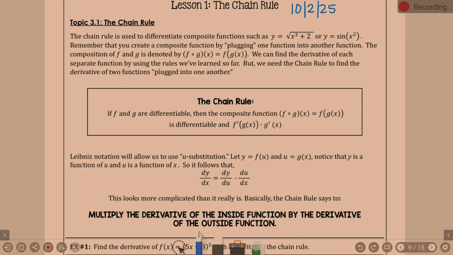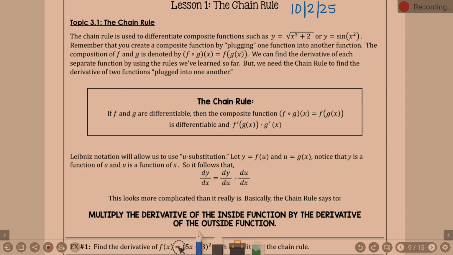Okay, so chain rule is used to differentiate composition functions, such as y equals the square root of x cubed plus 2, or y equals sine of x squared. Remember, you create a composition by plugging one function into the other. The composition of f and g is f composed with g, or f of g of x. We can find the derivative of each separate function by using the rules we've learned so far, but we need the chain rule to find the derivative of two functions plugged into one another.